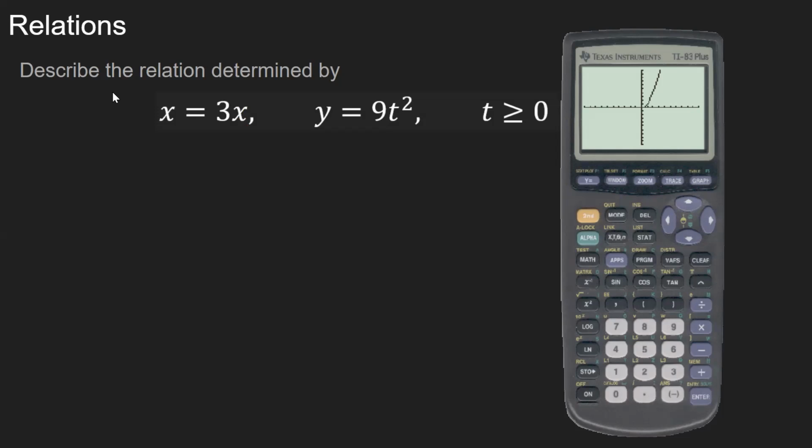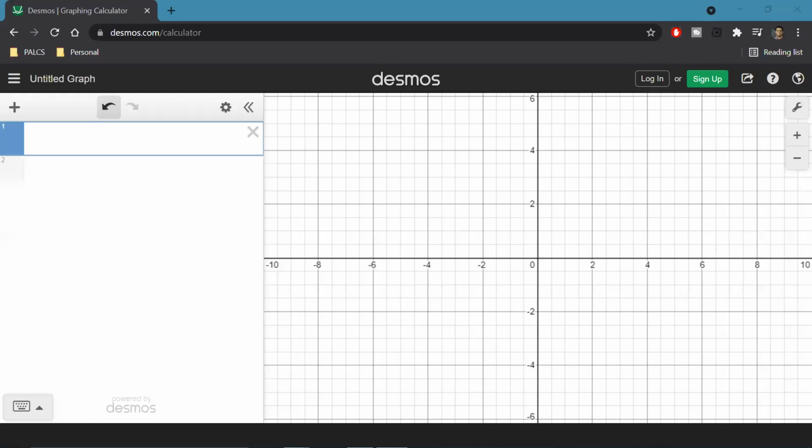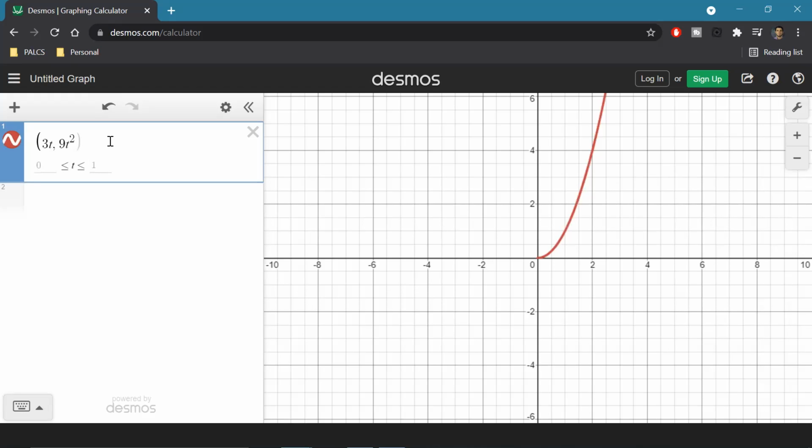Let me bring Desmos over. Okay, so we have Desmos over here. In order to graph parametric equations in Desmos, it's really simple. All you do is start an ordered pair with a parenthesis. And then for the x, you just put the x parameterization, which in our case was 3t, comma, then 9t squared for the y one.